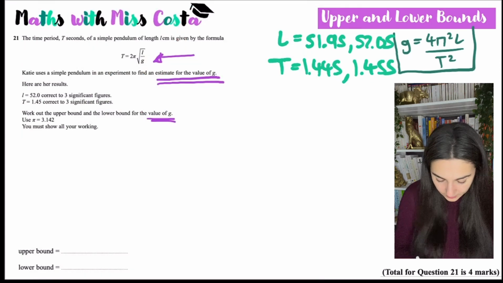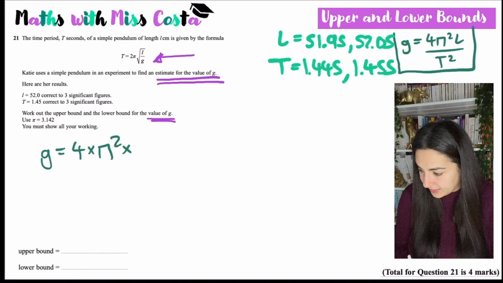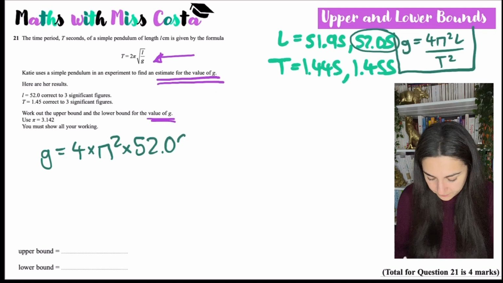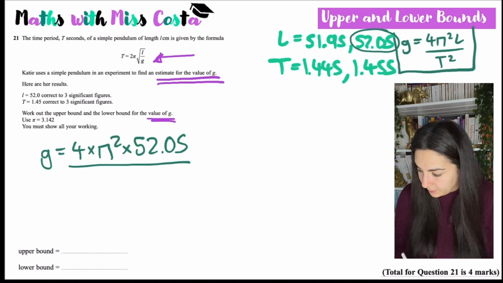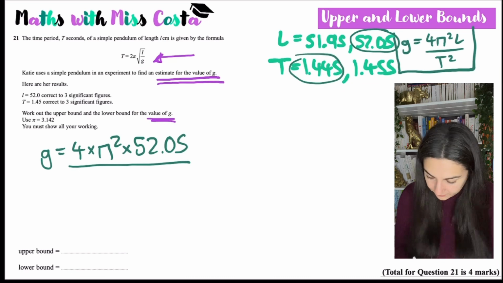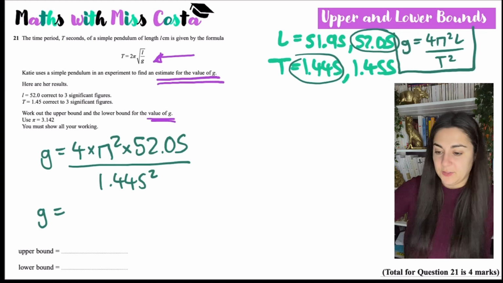So G would be 4 times pi squared times L, and I'm dealing with the upper bound of L, which is 52.05. And I'm dealing with the lower bound of T, which is 1.445, so 1.445 squared. So let's just plug that in to the calculator.